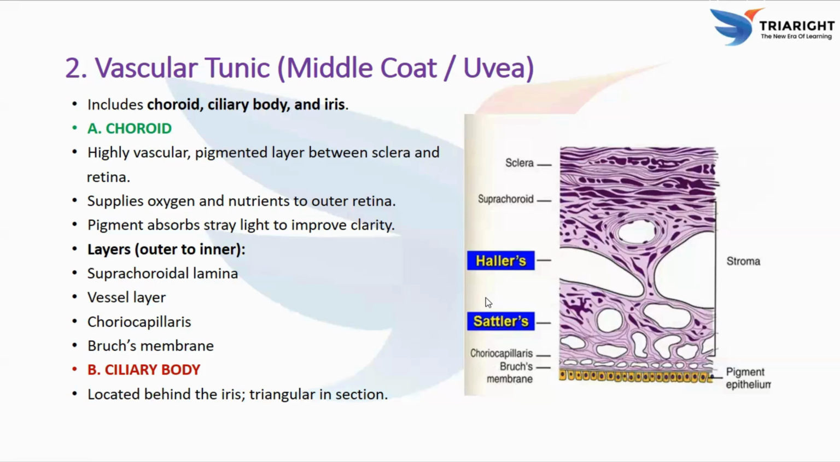It provides nutrients directly to the retinal pigment epithelium and also the photoreceptors. So this choriocapillaris is essential for photoreceptor survival. The last layer of the choroid is Bruch membrane.